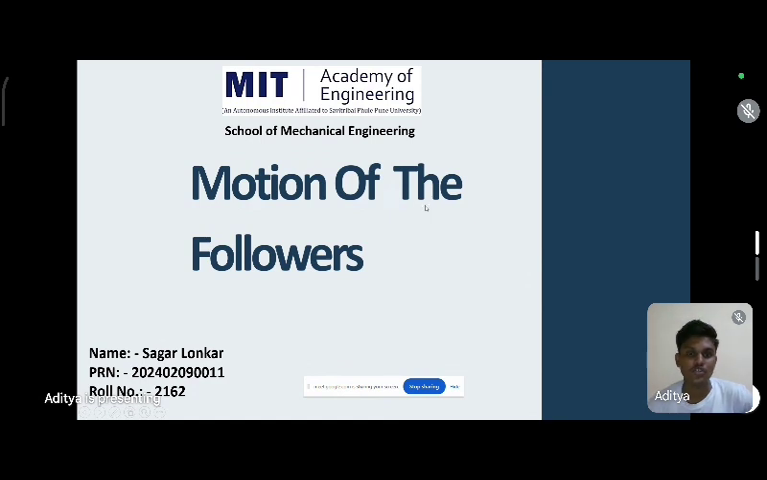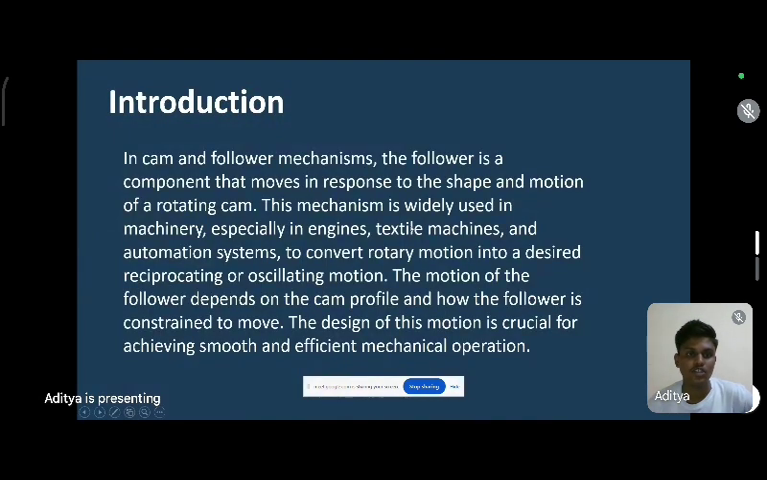So my topic is motion of the follower. First one is introduction. Introduction to cam and follower mechanism. The follower is a component that moves in response to the shape and motion of a rotating cam.